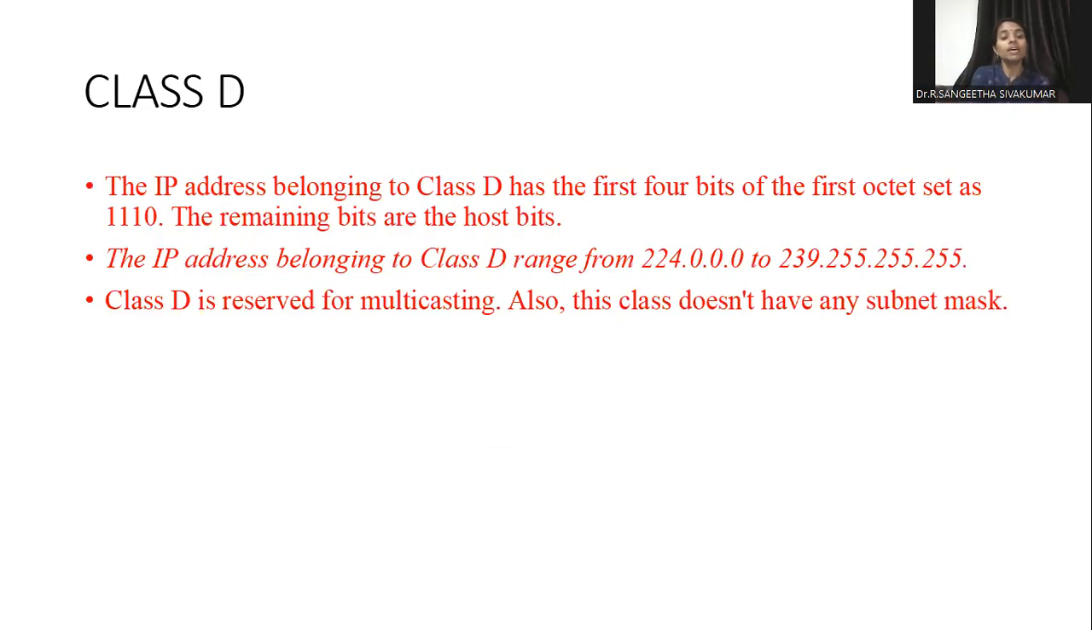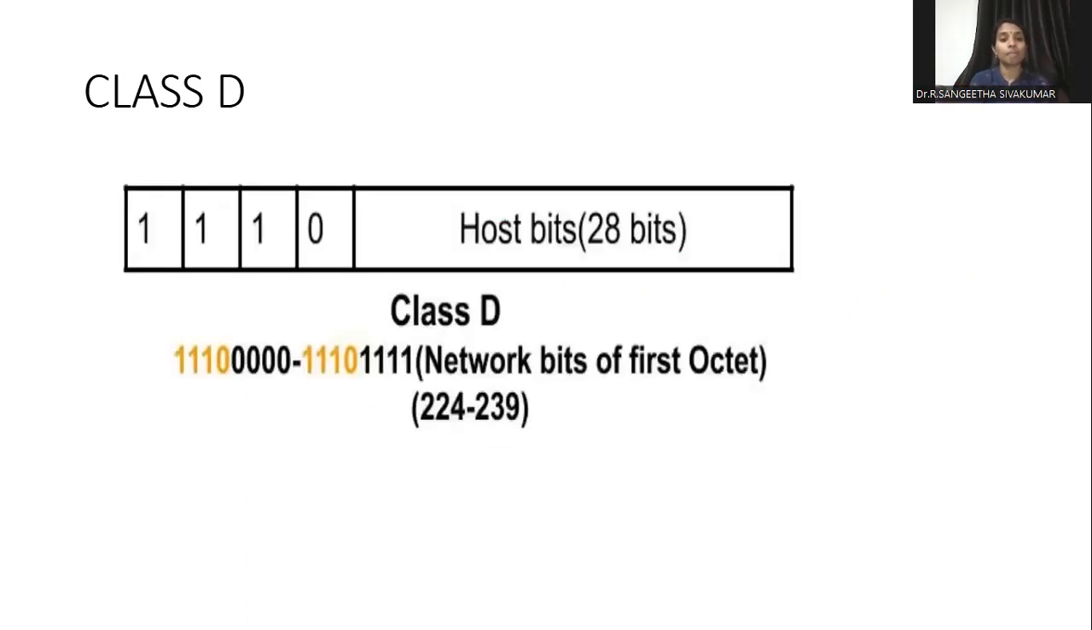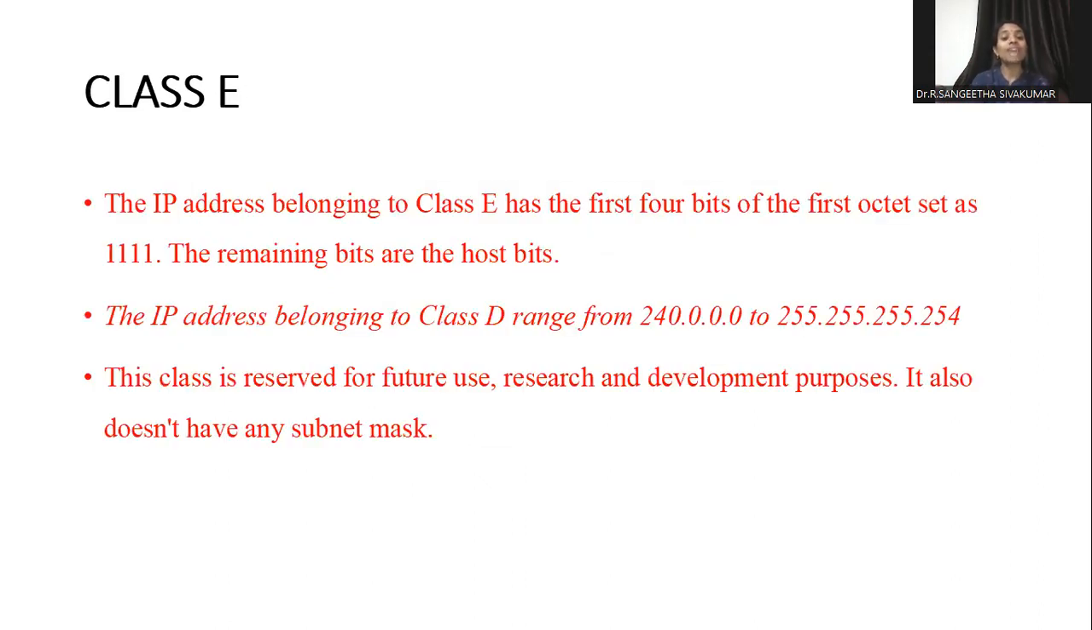Then comes class D. Class D has 4 bits, and an IP address belonging to class D ranges from 224.0.0.0. So this is a different case. That is nothing but class D. So this is the visualization of class D. Then we have class E.